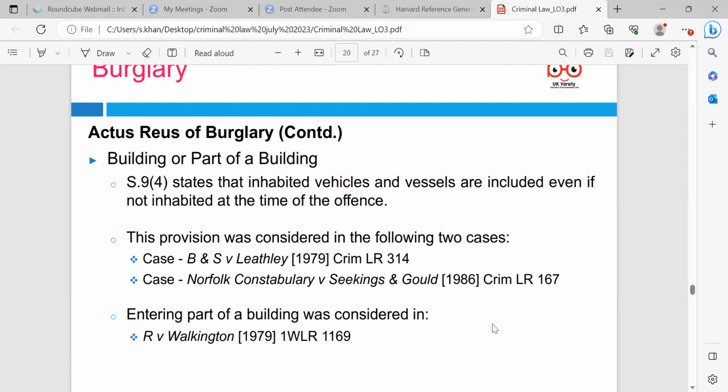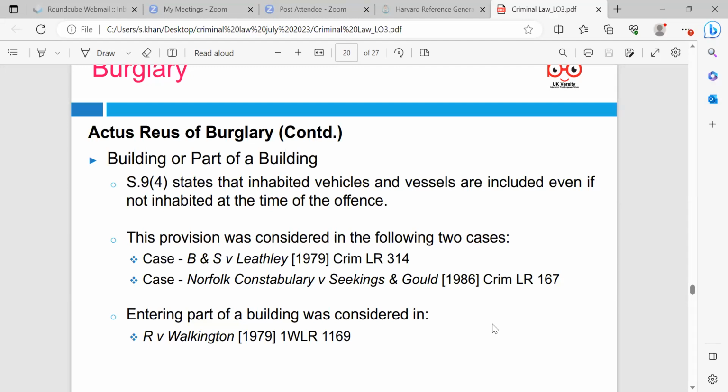Entering part of the building was considered in the leading case of Walkington. In this case, the defendant Walkington was in a department store when he went behind the unoccupied counter area on the shop floor and opened the cash till drawer. On seeing it was empty, he left and was arrested by a store detective. He admitted that if he had found any money in the till, he would have stolen it.